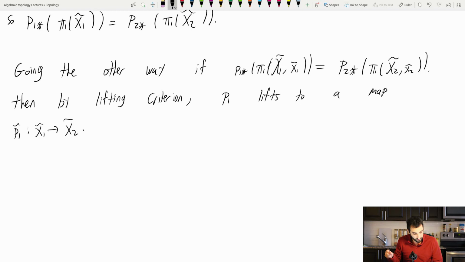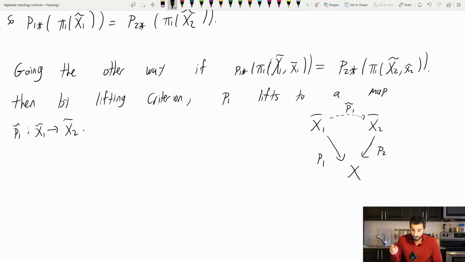So let me just give you a picture of what's going on here so we can keep track of it all. I have x1 twiddle. We normally think of this as above x. X2 twiddle. And I have a map P1. And this map satisfies the hypothesis of the lifting criterion. That is, the fundamental group lands in the right place. And therefore, there exists a map up here, P1 twiddle, which commutes with the map P2.